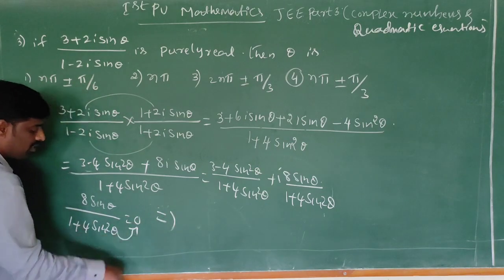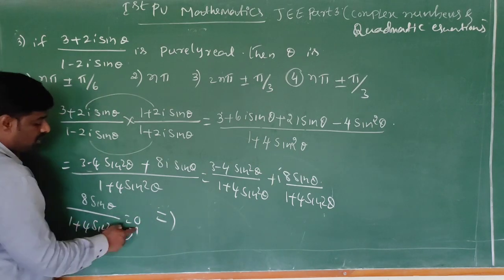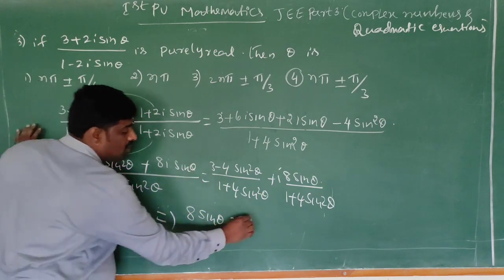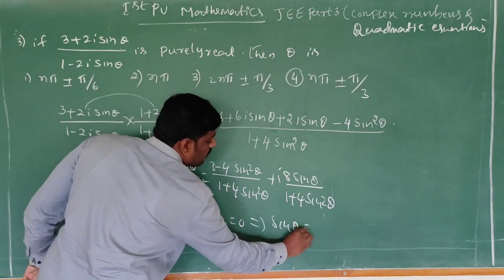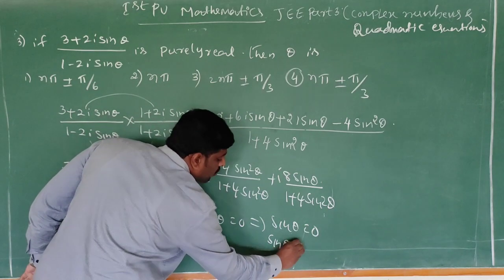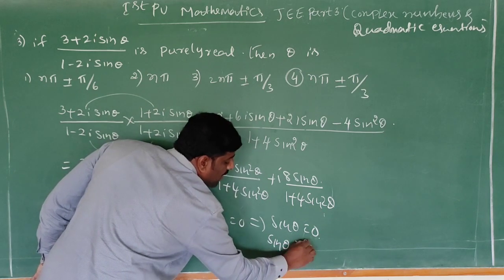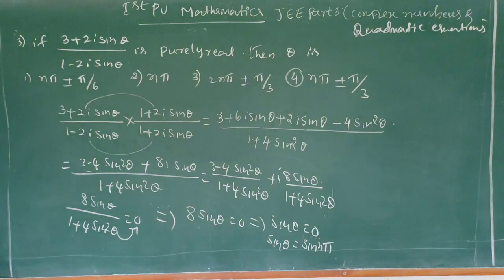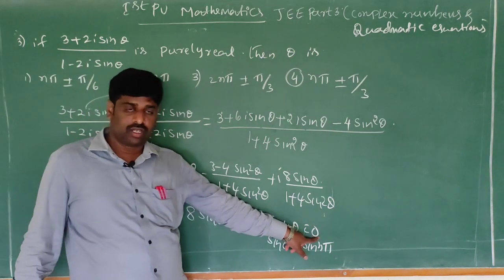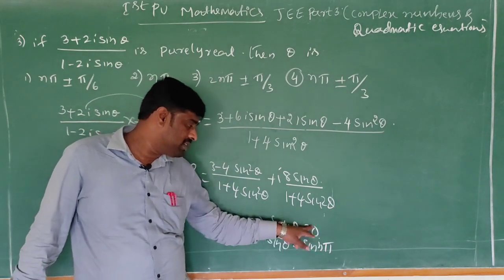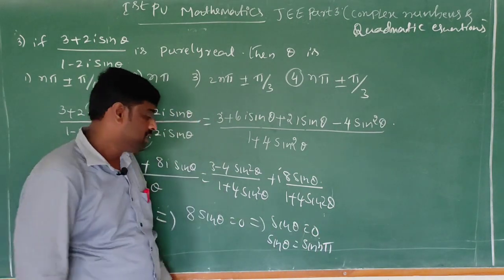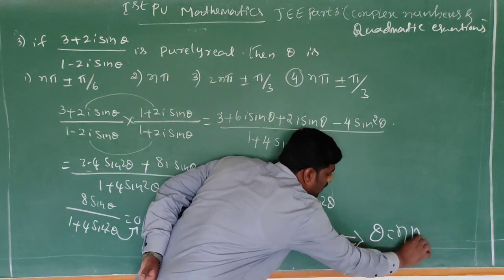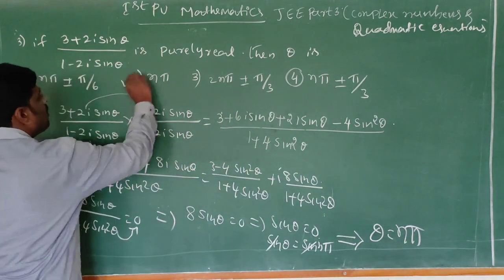And again this term will come to the RHS, it becomes 0. 8 sin theta is equal to 0, so sin theta is equal to 0. Therefore sin theta is equal to 0 can be written as sin n pi. Instead of 0 we can write sin n pi. Sin cancels, therefore theta is equal to n pi. So which option? Second option.